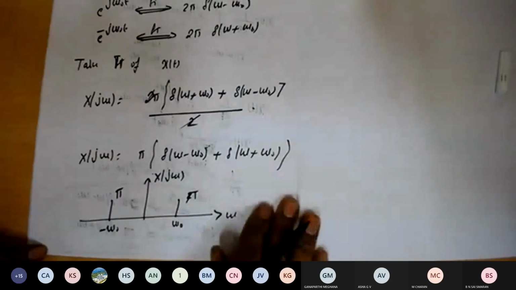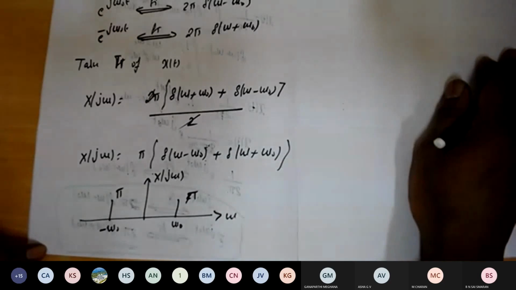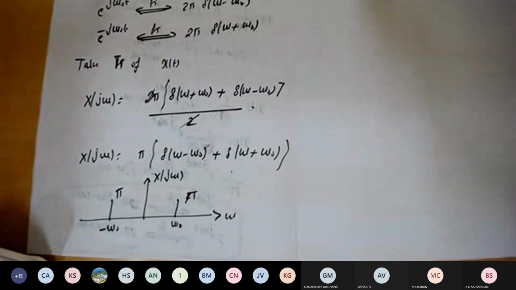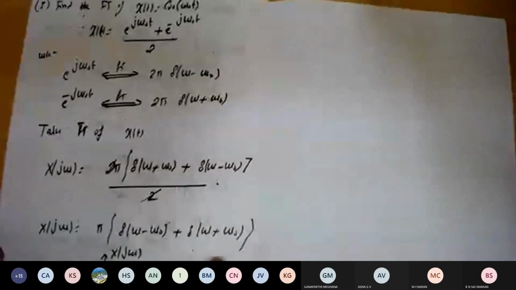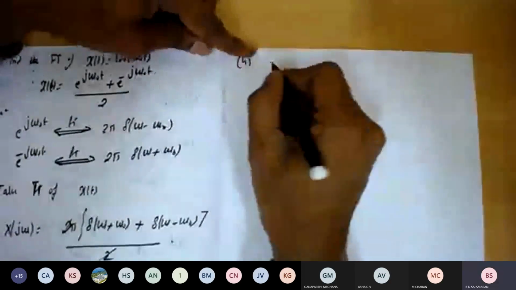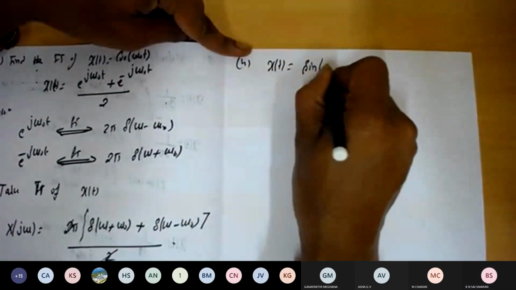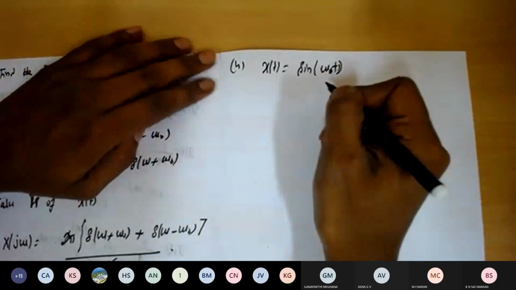So this is how the Fourier transform will be helpful in performing the frequency analysis of the signal. Okay. So similarly, we'll consider the Fourier transform of the other signal, that is a sine function. Let us consider. So any doubts in this one? Any doubts? No doubts, right? We'll consider the Fourier transform of the signal x of t is equal to sine omega naught t.